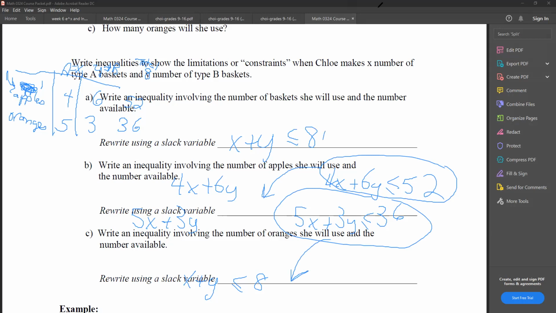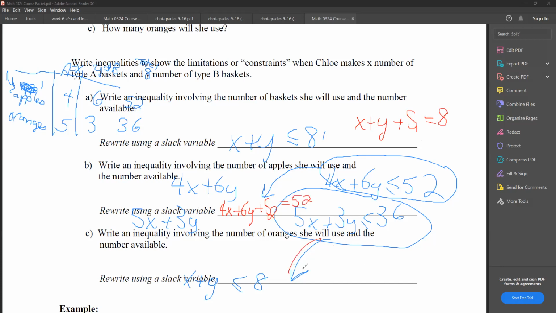Sorry for the mess. What we're going to do is write some slack variables. They usually call them S1, S2, S3 because they're 3 different things. For the baskets, I'll do that in red ink so you can see it. For the baskets, it's X plus Y plus a slack variable, which they write like this, S1, equals 8. So the ones I use plus the leftover equal 8. For the apples, it's 4X plus 6Y plus another slack variable, which is the leftover apples. I'll call it S2. That has to equal 52.